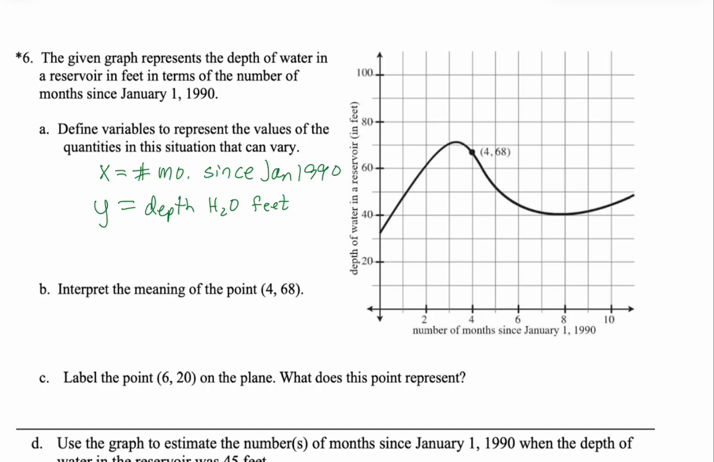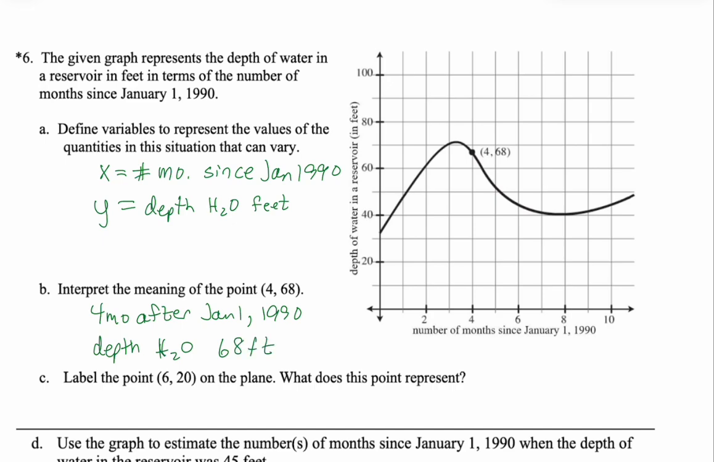Okay, so it says interpret the meaning of the point (4, 68). So 4 months after January 1st, 1990, the depth of the water is 68 feet.